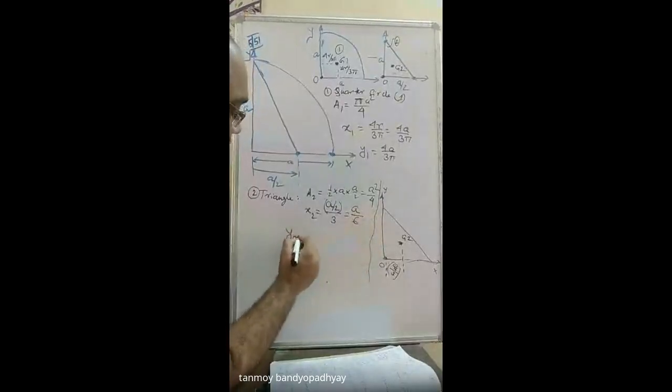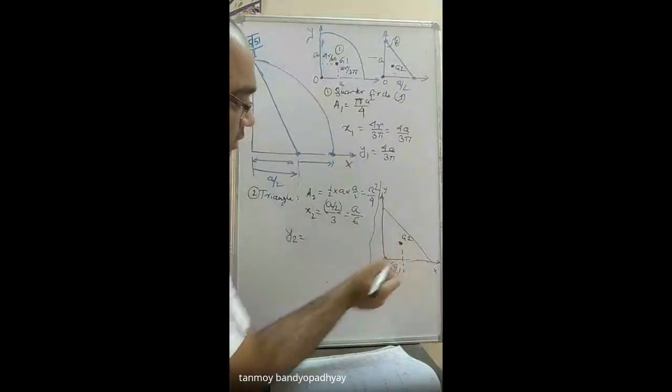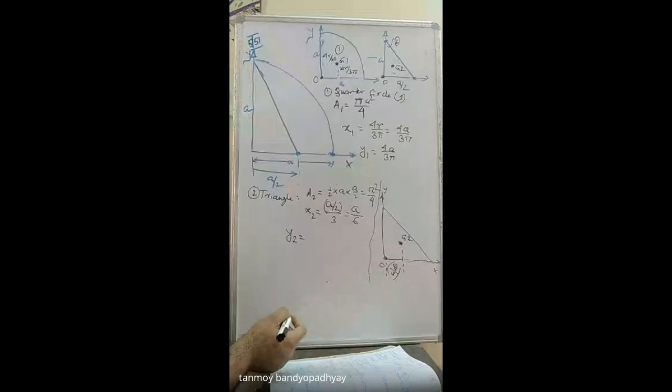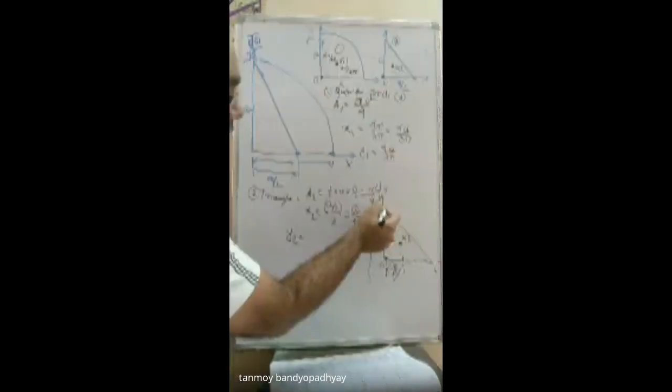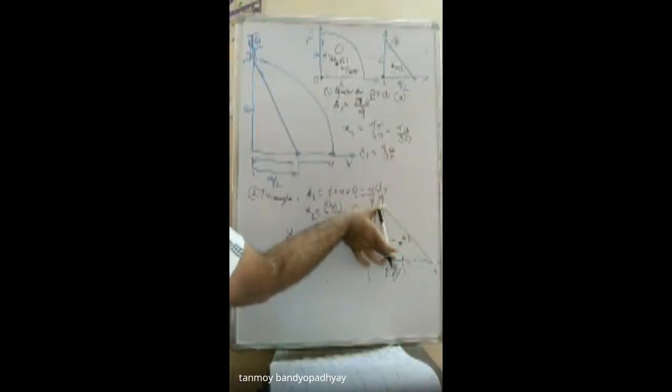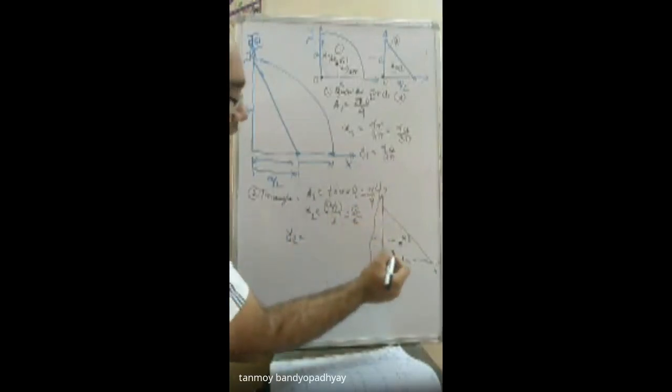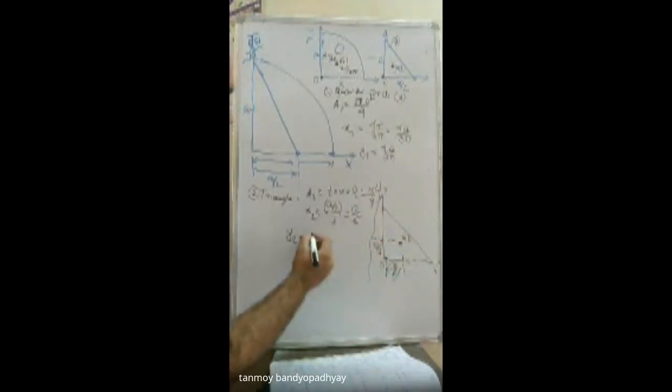And what will be y2? So y2 will be this one. When I am taking from this side, I have to take this as the depth of the triangle. So the depth of the triangle is a, so this length should be a by 3. So this will be equal to a by 3.